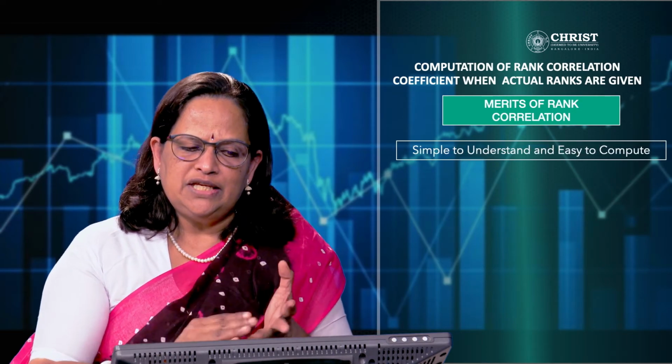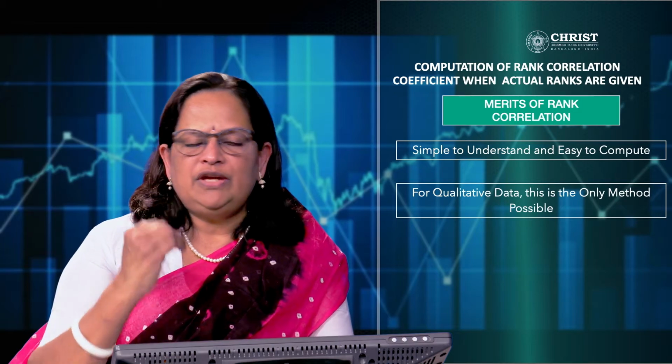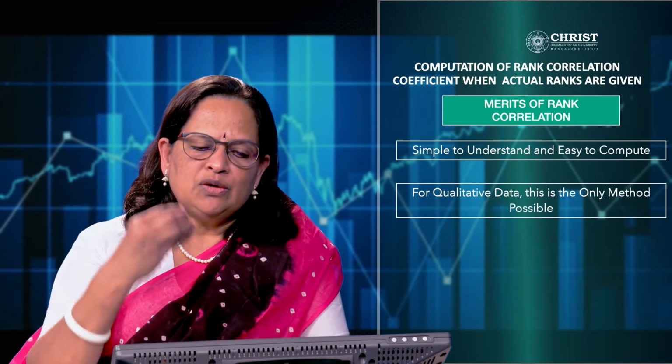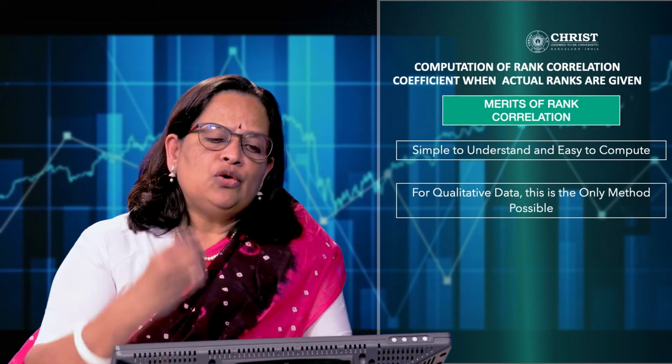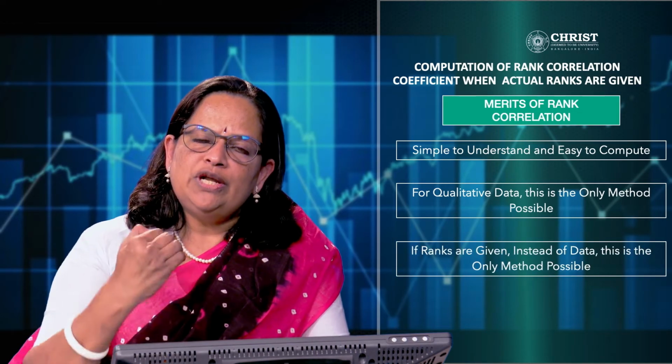Now we have to explain the merits of rank correlation. Rank correlation is simple to understand and easy to compute, and this is the only method we can use for qualitative information. So when you are getting qualitative information like judgment or honesty, leadership abilities, all this we can calculate the rank correlation coefficient. If ranks are given instead of data, this is the only method possible.